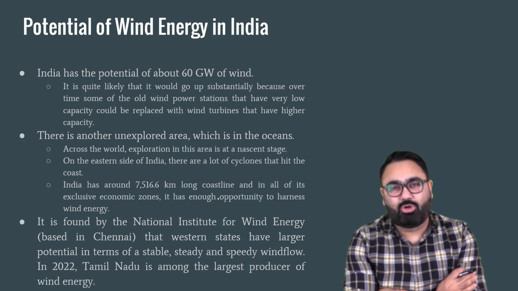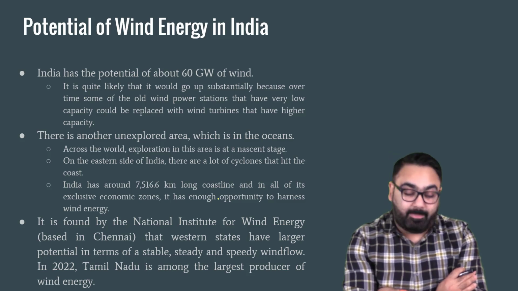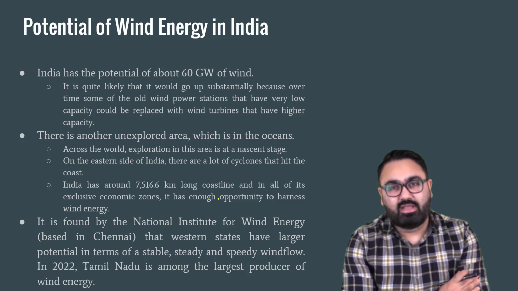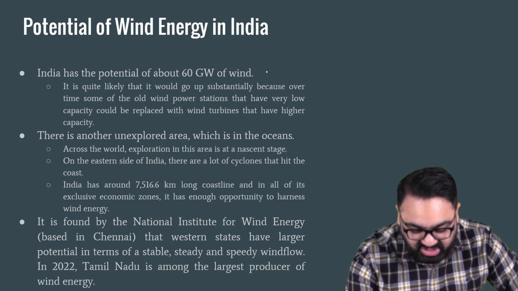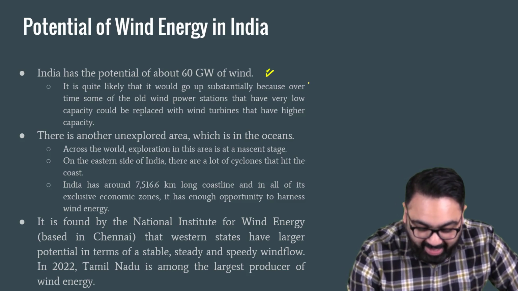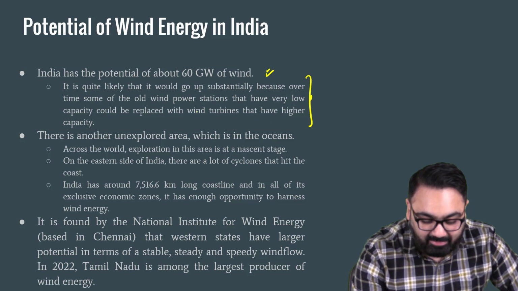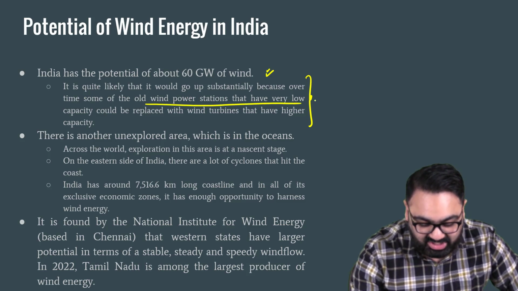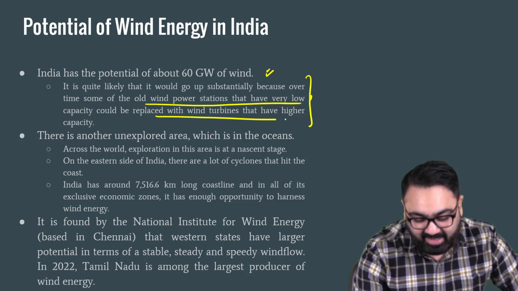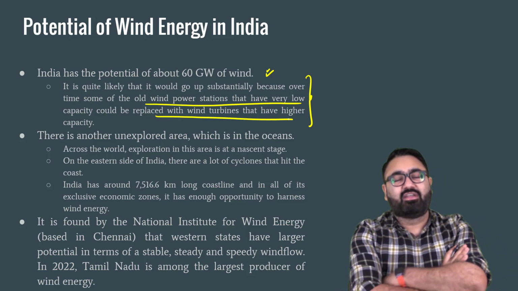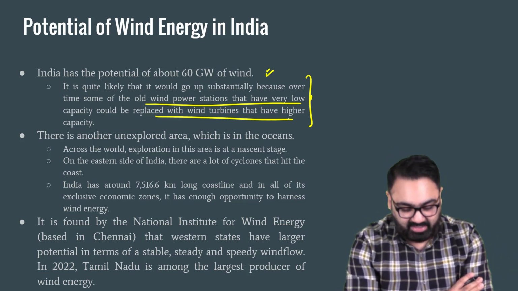That is, why is it limited to a few parts? So first, in the potential part, you have to write some numbers. The total potential that we have is 60 gigawatts. It might go up because over time the old wind power stations that have very low capacity are replaced with wind turbines which have a higher capacity.